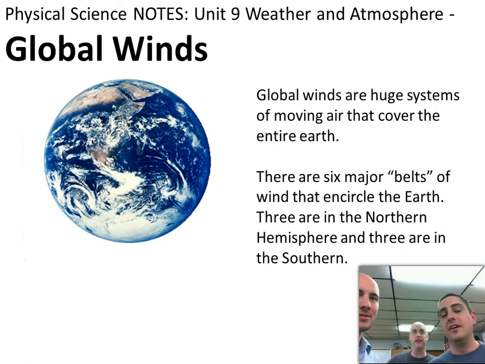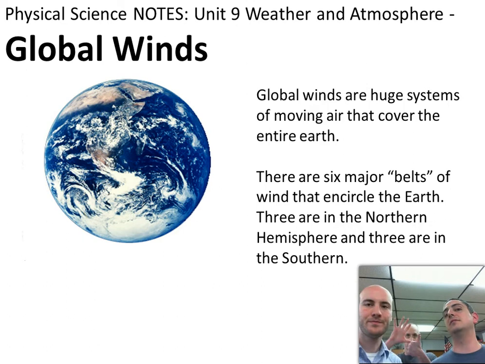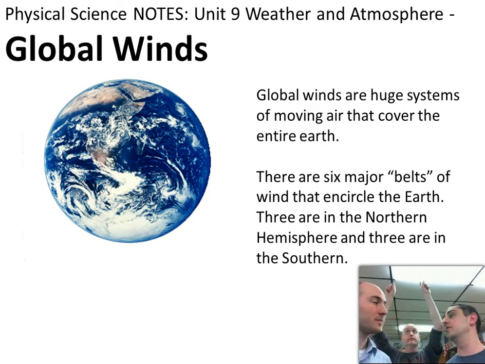That came from outside. So today we're talking all about global winds, and just to give you a quick gist about what a global wind is, basically they're huge systems of moving air that cover the entire Earth. We're not talking about just wind blowing through your backyard. We're talking about winds that wrap around the entire planet, across oceans and continents. And there are basically 6 major belts of wind that encircle the Earth. 3 are in the northern hemisphere, and 3 are in the southern hemisphere.